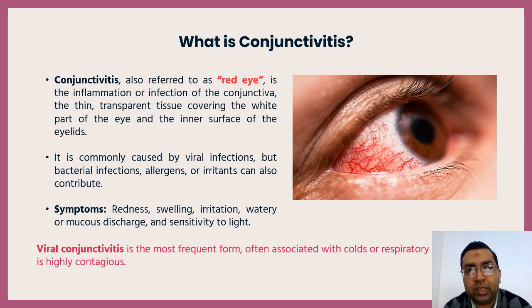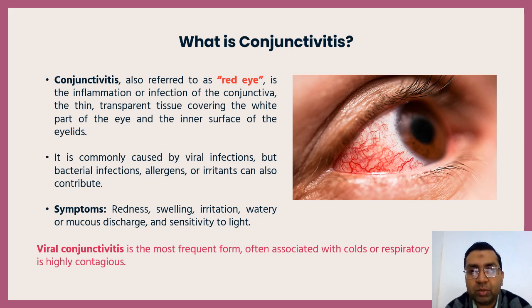What is conjunctivitis? We all know that after seeing this picture, you can conclude that it is related to some kind of reddish eye. Conjunctivitis is also referred to as red eye, and is an inflammation or infection of the conjunctiva, which is a very thin transparent tissue that covers the white part of our eye, the sclera, and the inner surface of our eyelid. Sometimes inflammation occurs, marked by redness, swelling and pain.